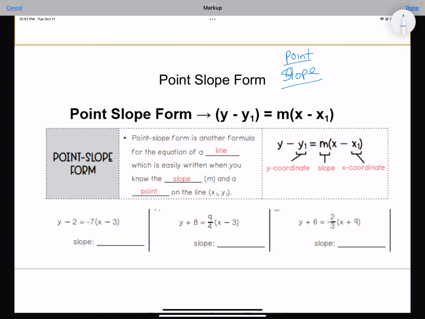Okay, so here it says m is always in front of the parentheses on the x side. So in this case, this is my slope, negative 7. The point on the line is 2, 3. And we're going to practice converting, going from slope-intercept to point slope to standard and all of those. Here my slope is in front of x, so my slope is 9/4. And I will let you do the third one.